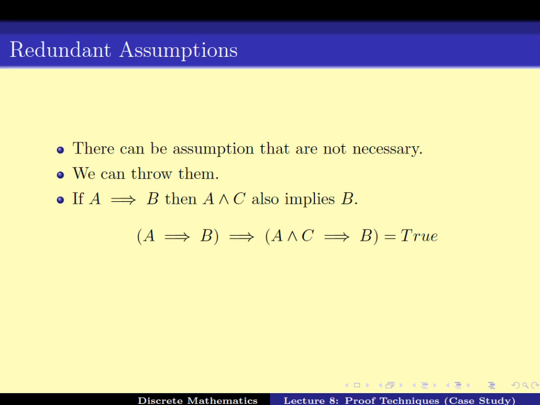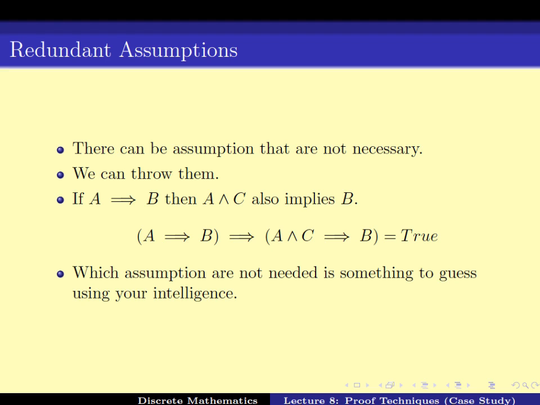So if the original problem was actually A and C implies B, then you can safely throw away C and solve the problem of A implies B. That might help you to simplify the problem, make your understanding clearer, and it will be a useful thing to do. Now, which assumptions are needed and which are not needed, which assumptions to be thrown and so on, all depends upon your intelligence. In the sense that your experience and intelligence will tell us which one will be required and which one will not be required.